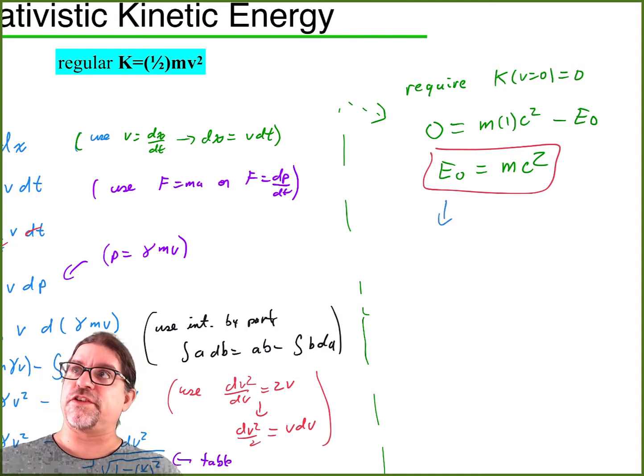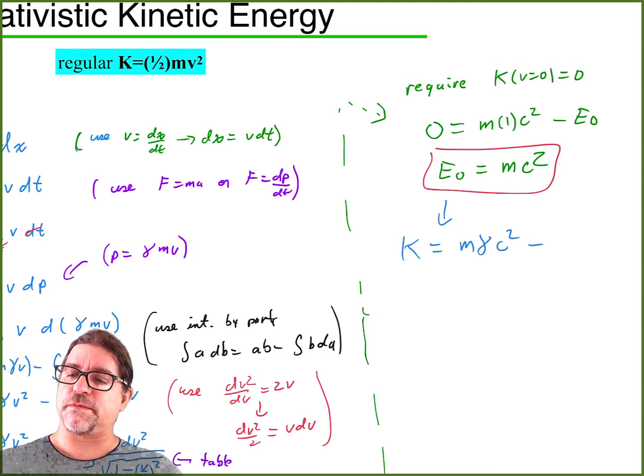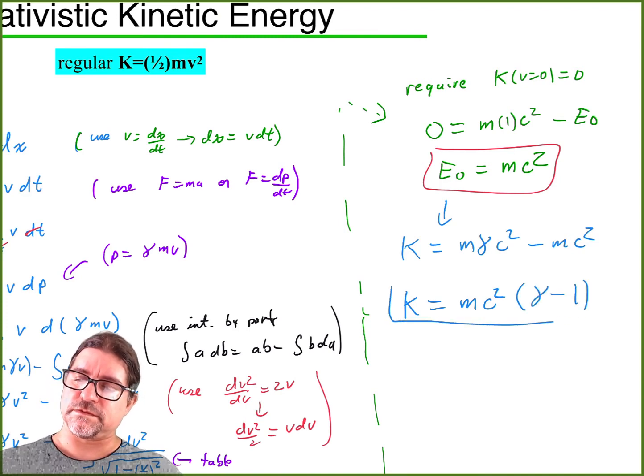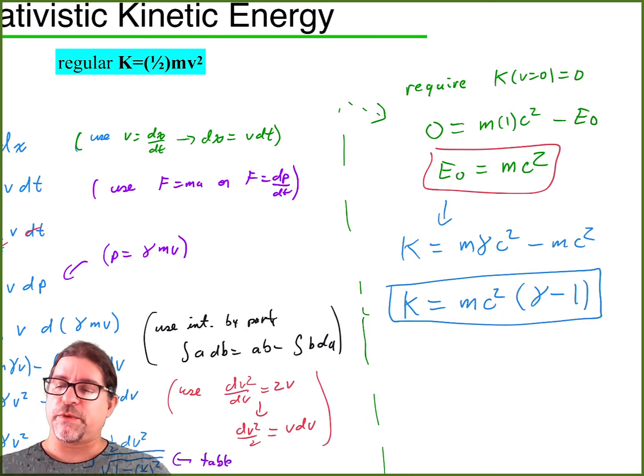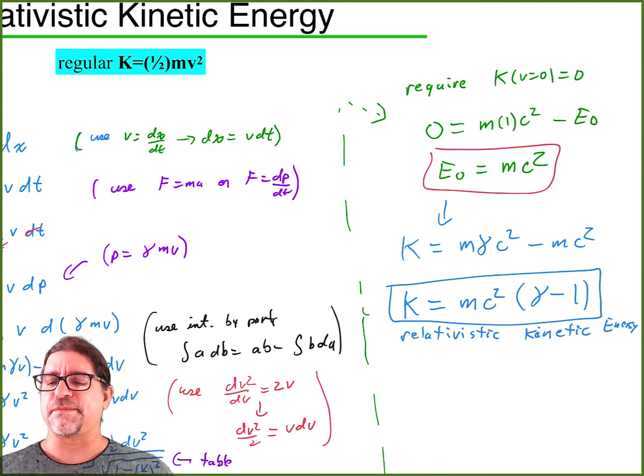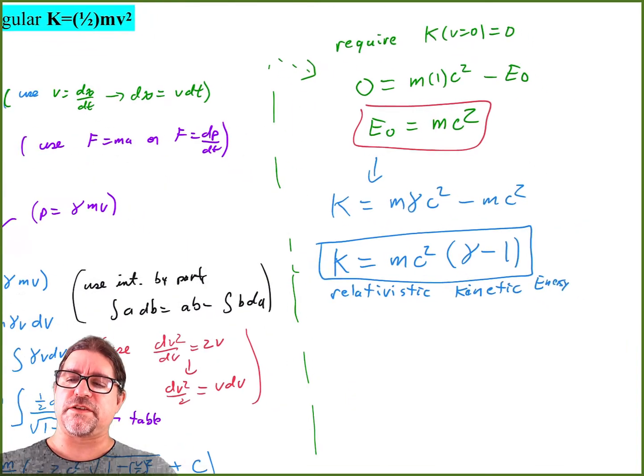So this leads to the kinetic energy is equal to m gamma c squared minus mc squared, or the way it's most often written, kinetic energy is equal to mc squared times gamma minus 1. There. So here we have an expression for the relativistic kinetic energy. It's kind of cool. It's got that mc squared. We've seen that thing in there before, right? So what can we do with that?